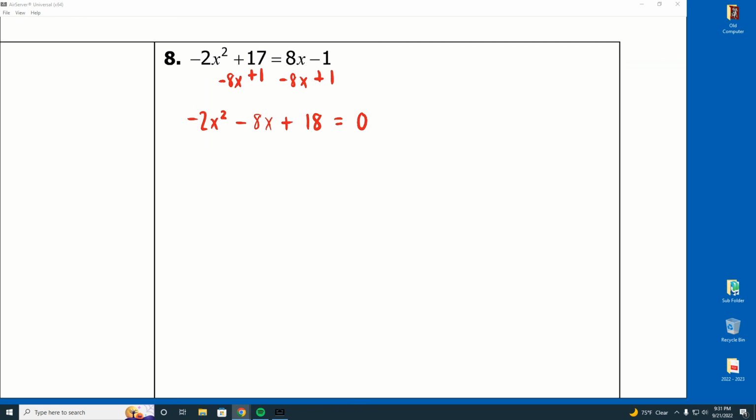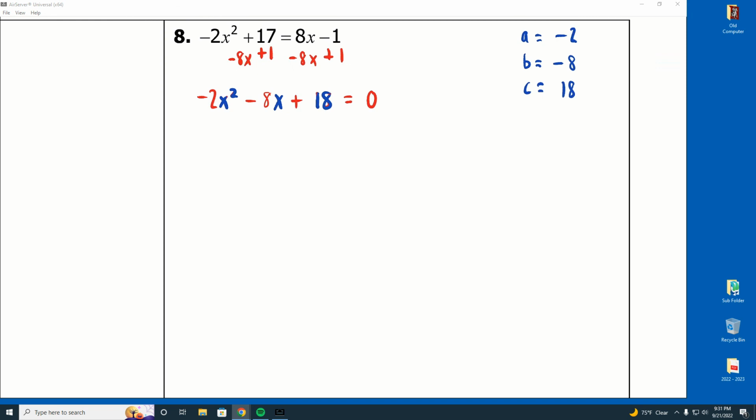So let's figure out what's my a, b, and c value. So what's a? What is my x squared coefficient out there? Negative 2. What's b? What is my x coefficient out there? Negative 8. And then what's my constant? Well, it's positive 18. So here we go. We're ready to use our quadratic formula to solve this equation.